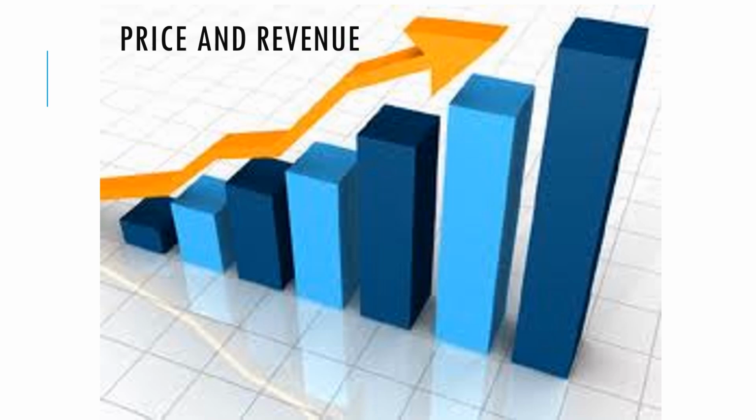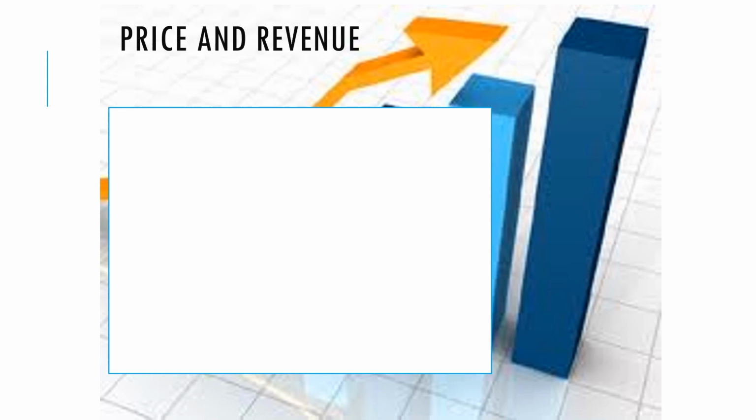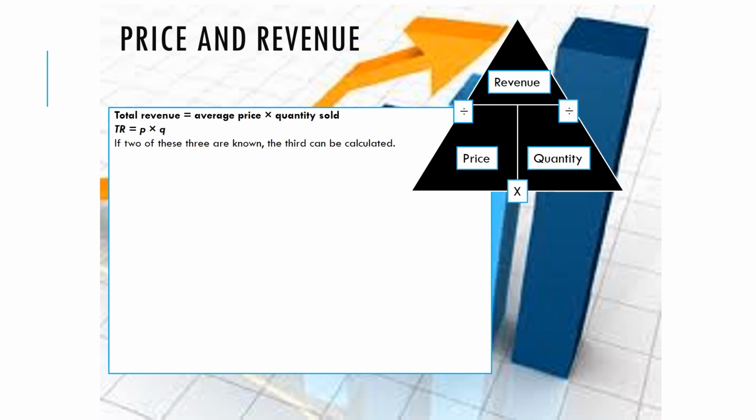How do we go about calculating revenue? Well, we can work out how much money the business has received by using this formula. And I would definitely take this formula down. Total revenue equals average price times quantity sold. And we can use this triangle on the right-hand side to work out revenue, but we can also use it to work out price and quantity.